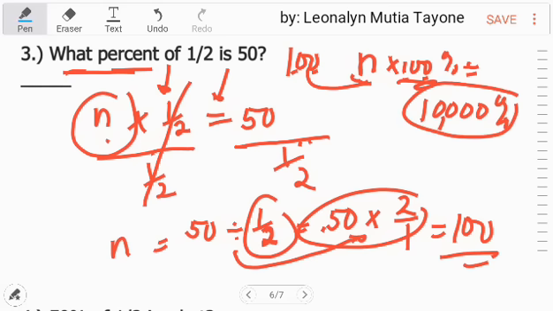I-double check natin. 10,000% of 1/2 is equals to 50.